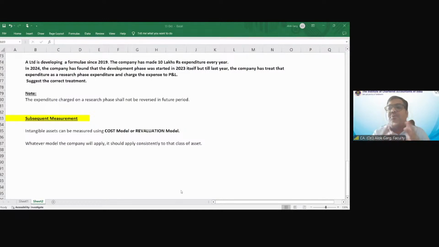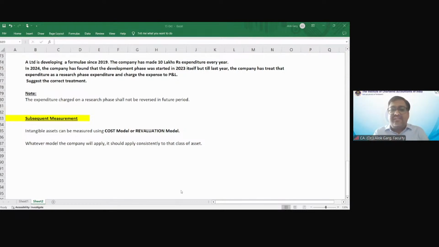Okay. So class of asset means the asset which can group together. Means the assets which are having the same nature and use in an entity. Copyright, trademark, formula, goodwill, intellectual property rights. So these are of a similar nature and use in an entity's operations, right?